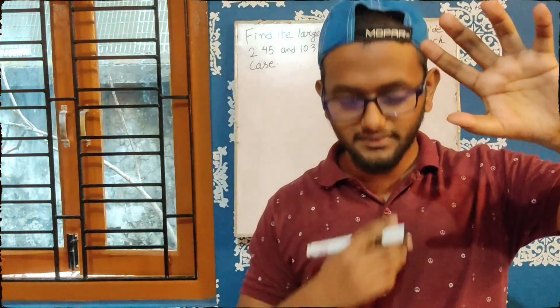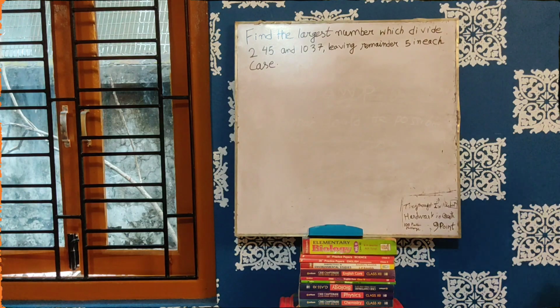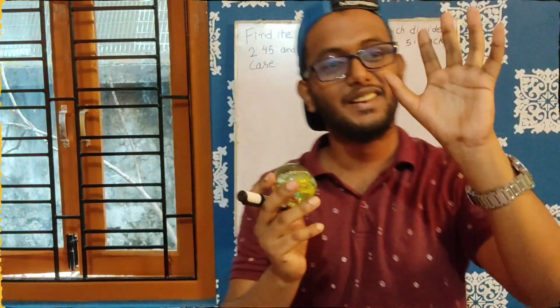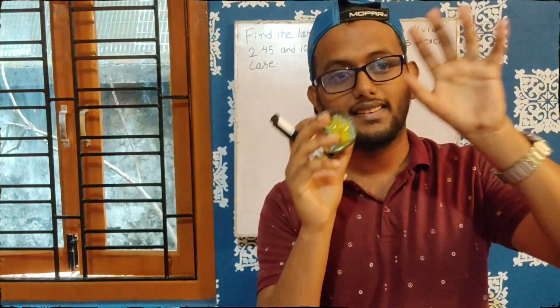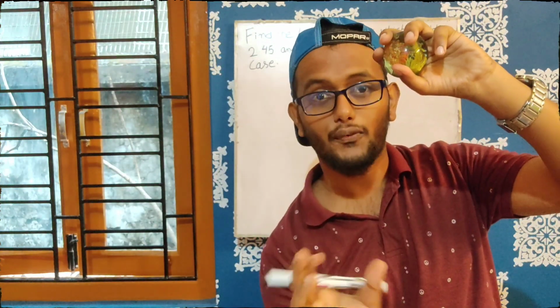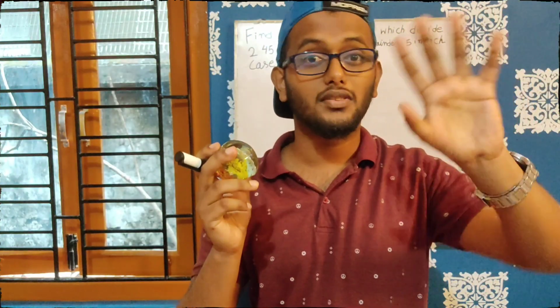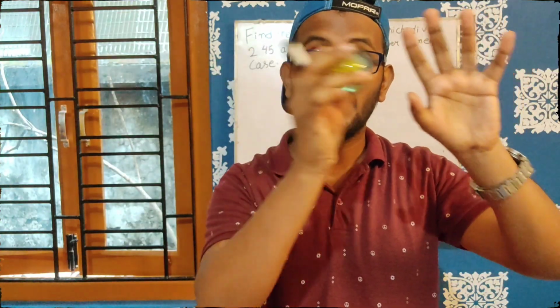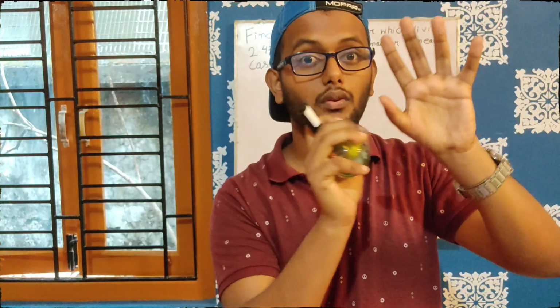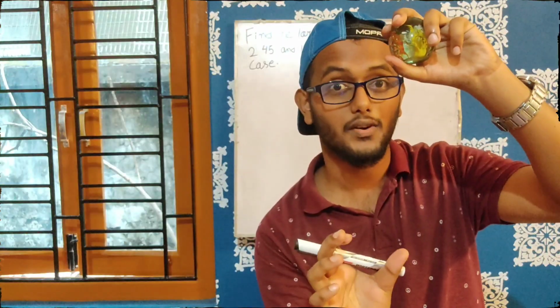If we take 245 and the largest number, let's say this one, then this one is 245. If this number divides 245, let's say it has found remainder 5. So remainder 5 is there. That means 245 is not fully divisible by this number. 245 will be easily divisible by this number if we subtract 5 from it. If we subtract 5, then after dividing we will not get the remainder 5.